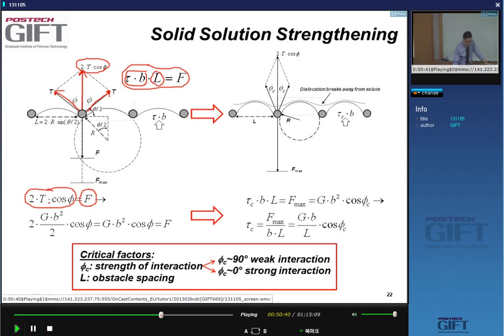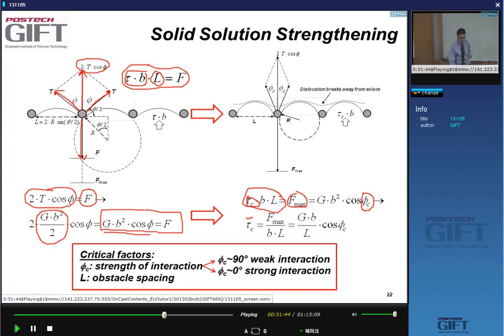And so I can rewrite this equation very simply by using what we know T to be, G b squared divided by 2, right? So this equilibrium of these three vectors can be expressed like this, okay? But I also know what the force is on the dislocation, because I apply it externally, right? So in terms of the externally applied force, I have tau times b times L. And now if we look at the breakaway moment, we have the critical shear stress, tau c, times b times L, is F max, and F max is simply this equation here, where phi is the critical break-off angle.